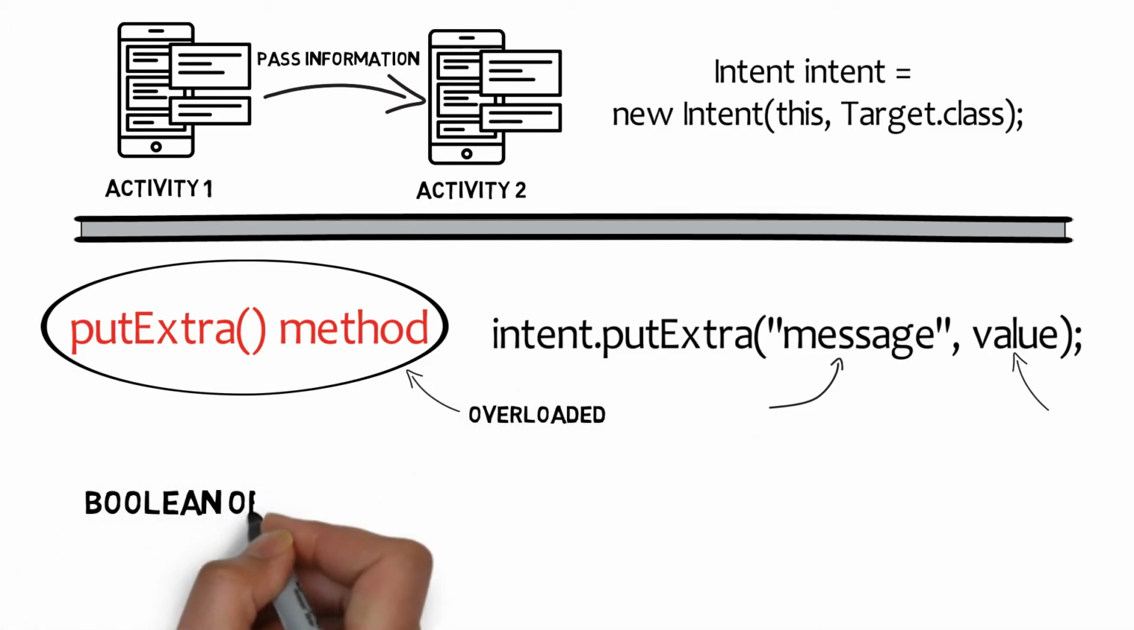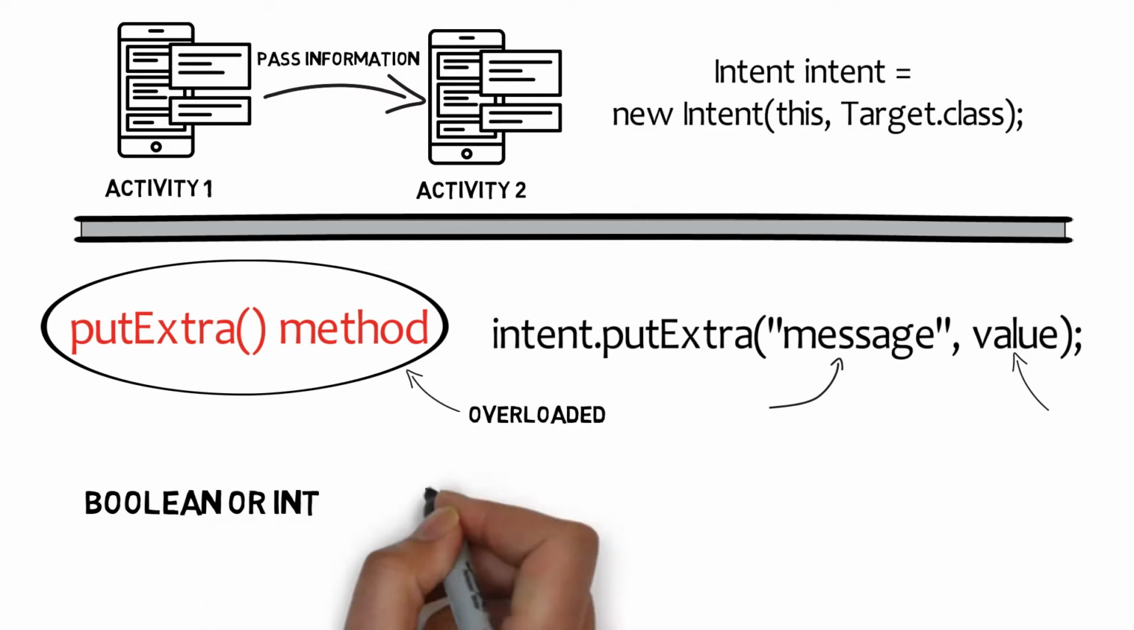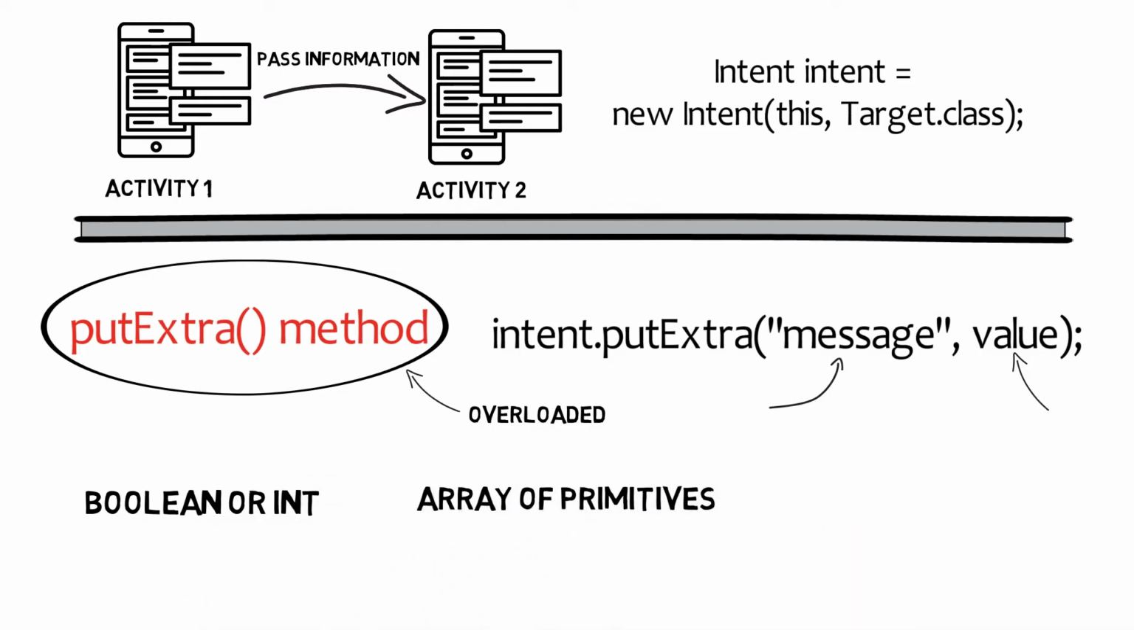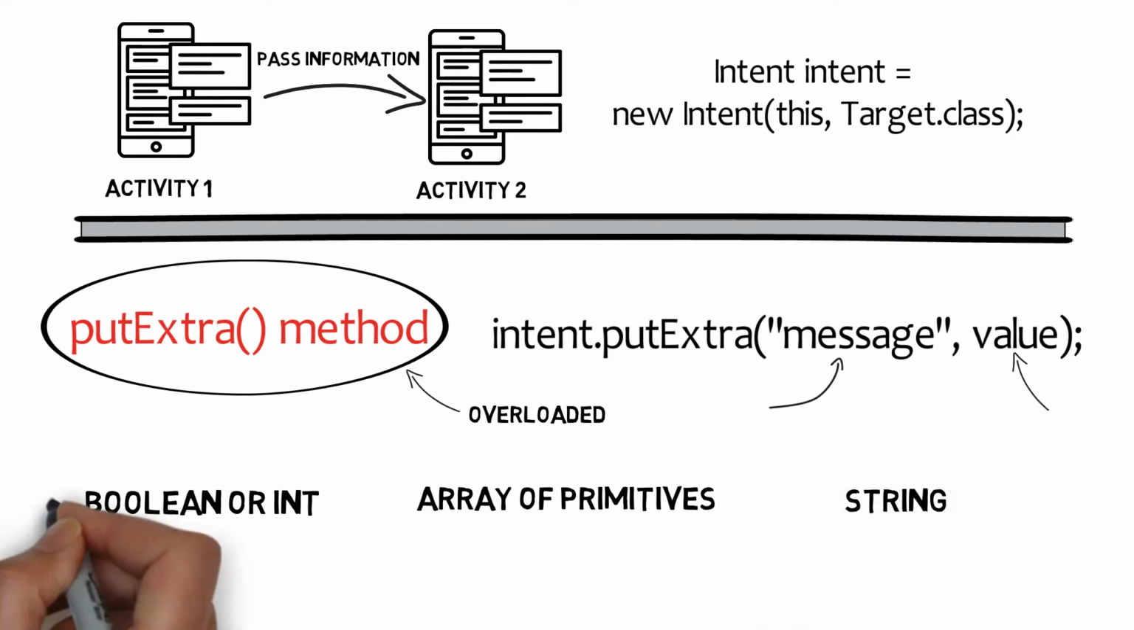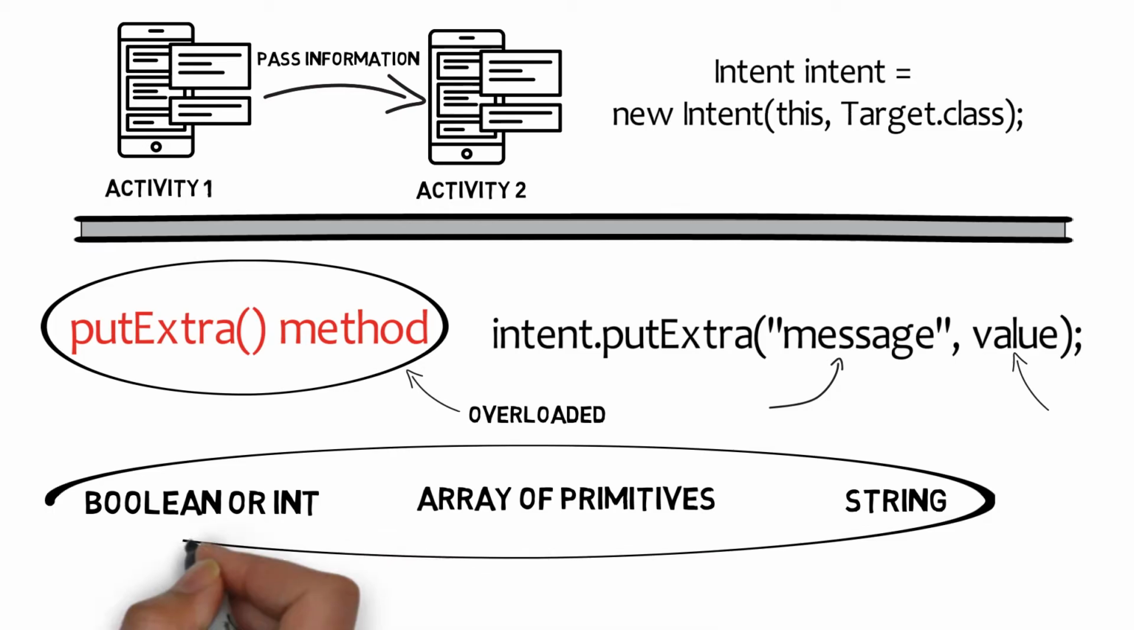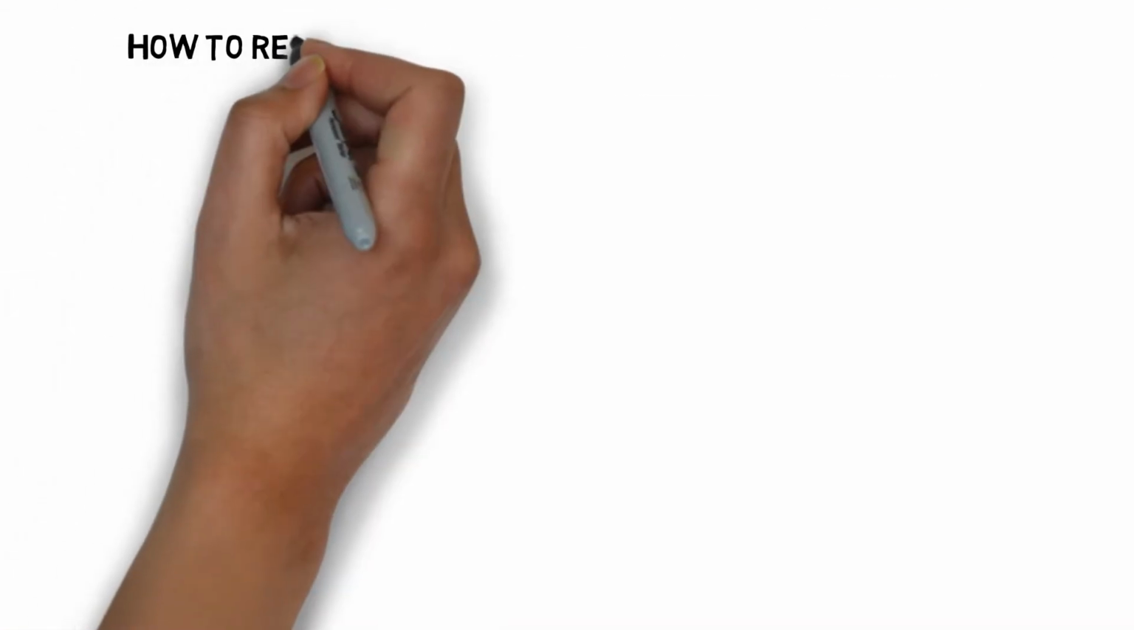As an example, it can be primitives such as boolean or int, an array of primitives, or a string. You can use putExtra repeatedly to add numerous extra data to the intent. If you do this, make sure you give each one a unique name.